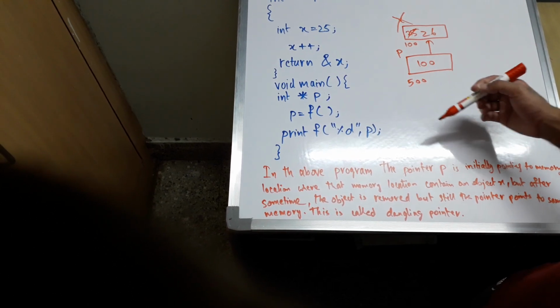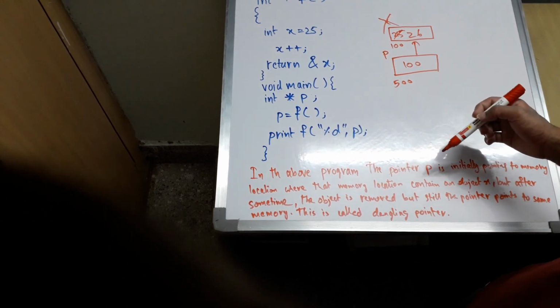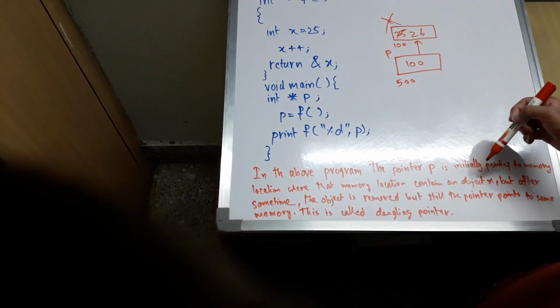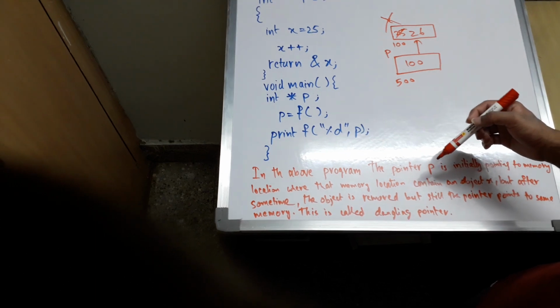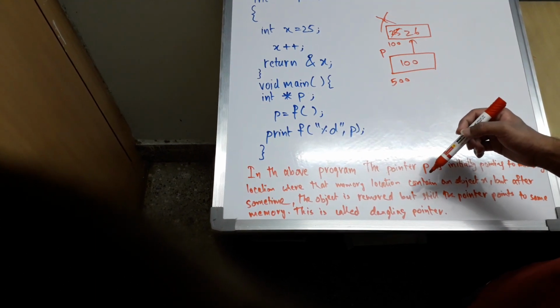In the above program, the pointer p is initially pointing to a memory location where the memory location contains an object x, but after some time the object is removed, but still the pointer points to the same memory. This is called a dangling pointer.